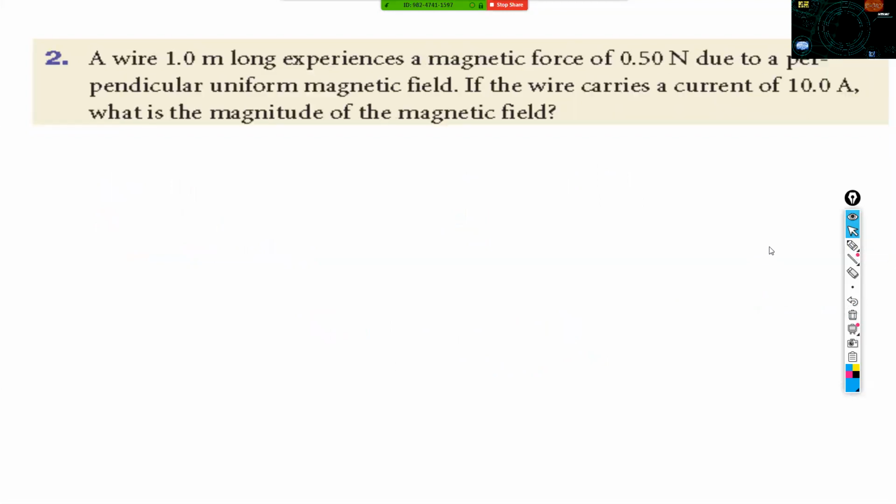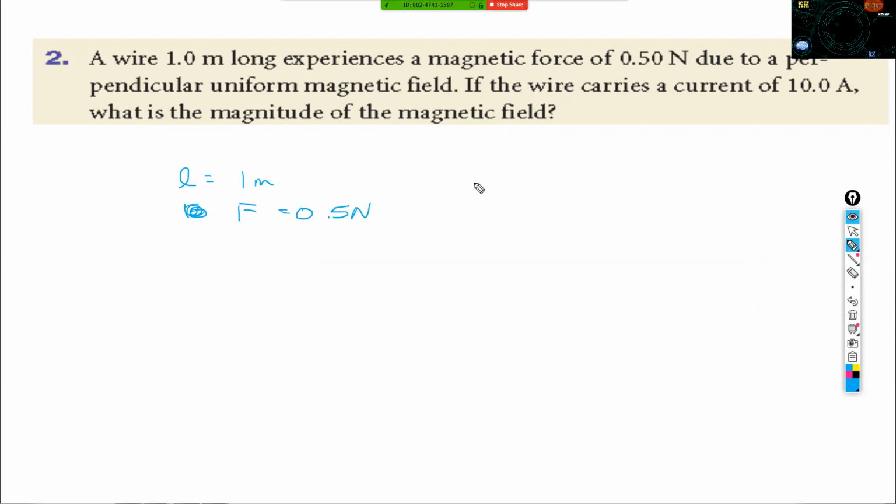And let's look at one more practice problem here. We have a wire of length 1 meter, magnetic force of 0.5 newtons due to a perpendicular uniform field. If the wire carries a current of 10 amps, what is the magnitude of the magnetic field? Now, all it's asking is magnitude.